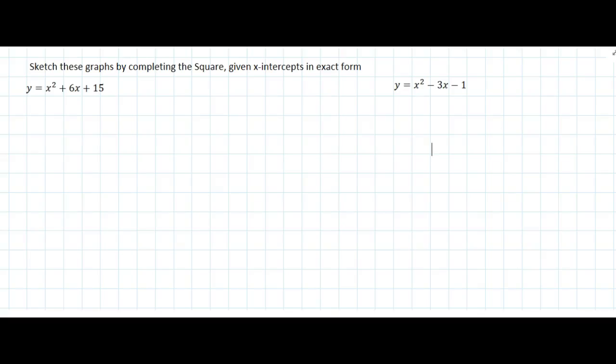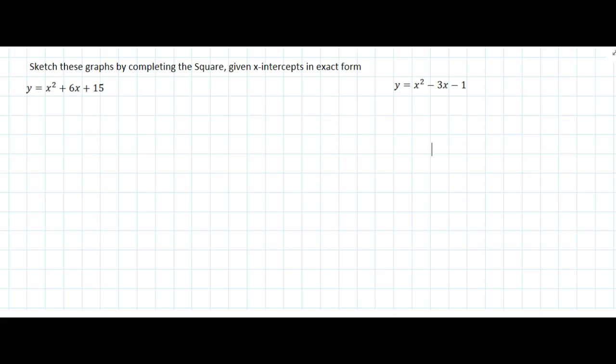Okay, continuation of sketching parabolas by completing the square. So there's a couple of examples here where you're required to sketch the graphs by completing the square. Given you'll find x-intercepts, it's asked for exact form, so it should probably have a surd in it. And so if you get the two x-intercepts, if there are two, and the y-intercept, you can draw a graph.